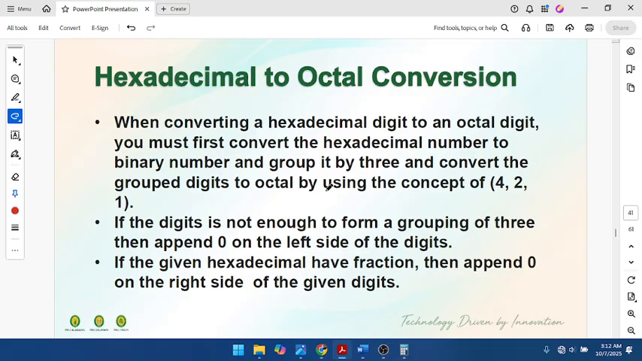Hexadecimal conversion to octal. When converting a hexadecimal digit to an octal digit, you must first convert the hexadecimal number to binary, group it into 3, and then convert the grouped digits into octal using the concept of 4, 2, 1. If the digits are not enough to form a group of 3, again append zeros on the left sides of the digits. If the given hexadecimal has a fraction, append zeros on the right sides of the given digits.